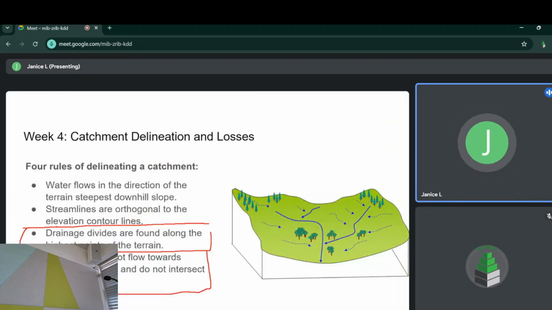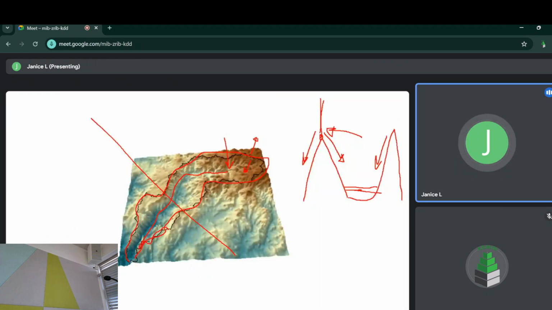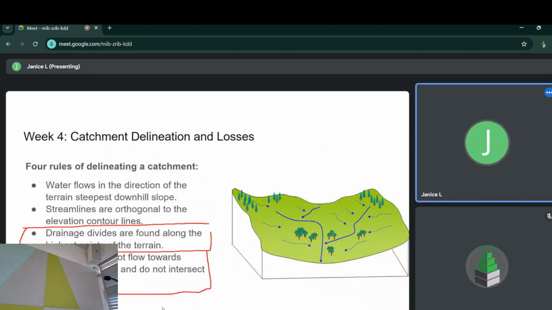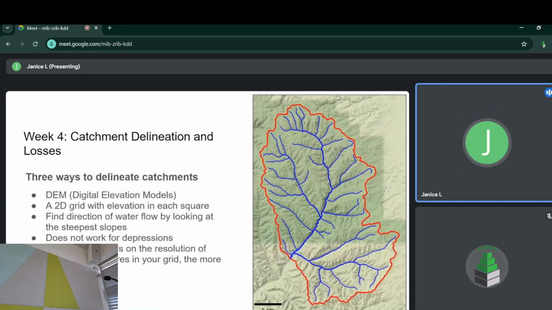But yeah, that's what it means by streamlines do not flow towards drainage divides and do not intersect them. You will not have water flowing uphill along a mountain. Gravity is a thing. And you also will not have any streamlines crossing over, because you can't have it going like this. Gravity is going to pull it down. You cannot have water going up against a hill. Yeah, but those are the rules of catchments and delineating catchments.